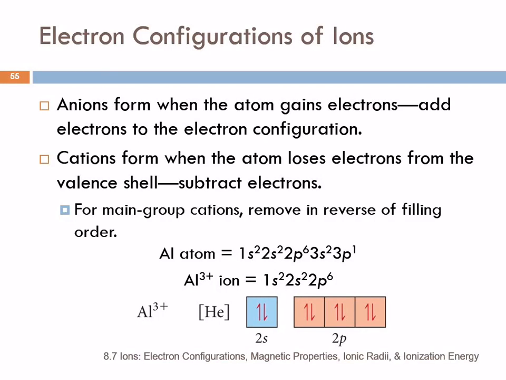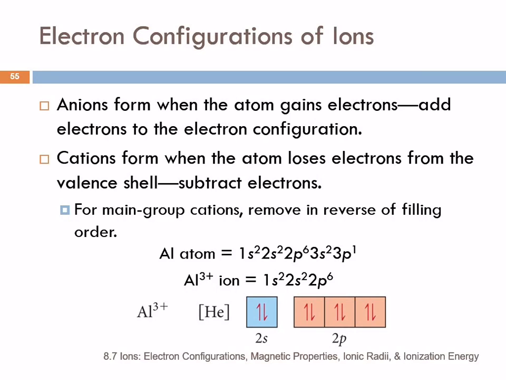Electron configurations of ions. Ions form when electrons are gained or lost. An anion, you're gaining electrons, and cations, you're losing them. So the main group cations, we're losing electrons, and if we look at something like the aluminum atom and the aluminum ion, well, 3+, we need to take off 3 electrons. Which ones do we take off?